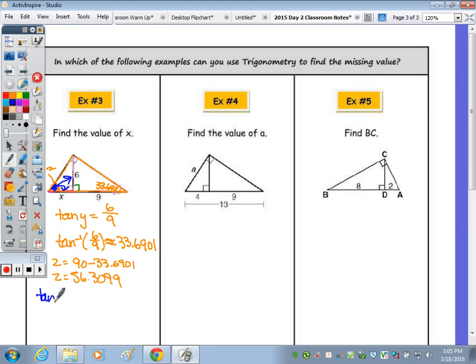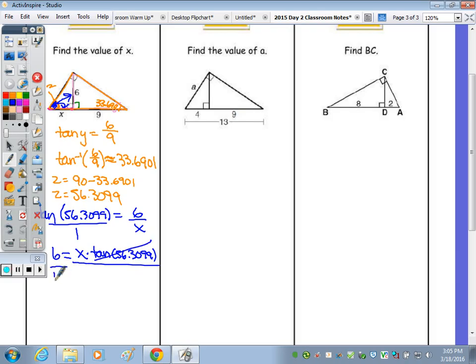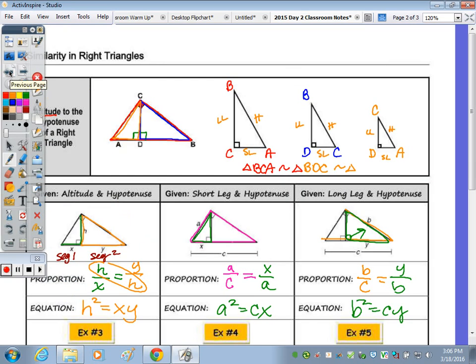So the tangent of 56.3099 equals 6 over X. When you solve for X, put this over 1, you have 6 equals X times the tangent of 56.3099. So to solve on your calculator, divide by that tangent, and x is equal to 6 divided by the tangent of 56.3099. And what do you get for an approximation? So tangent of 56.3099, and then I'm going to take 6, divide by that answer, and we get approximately 4, which is what we got on the other side when we solved it using a proportion.